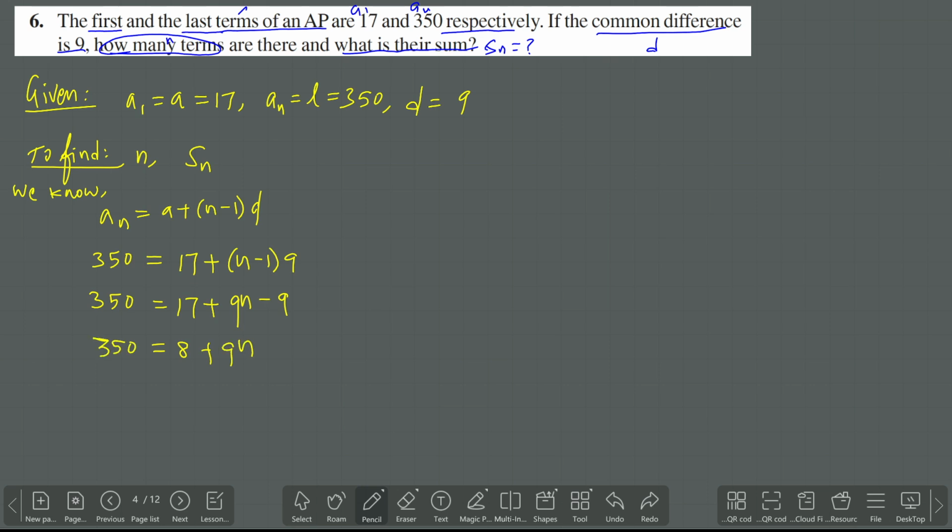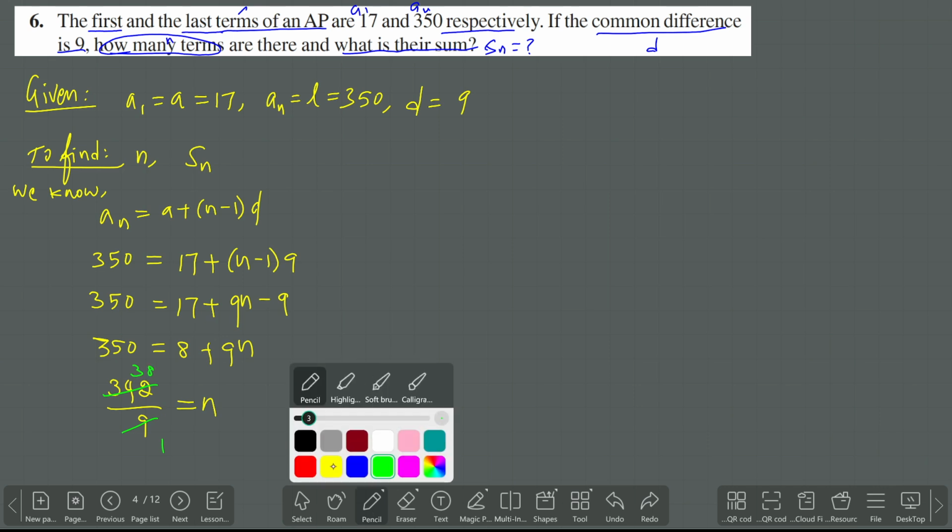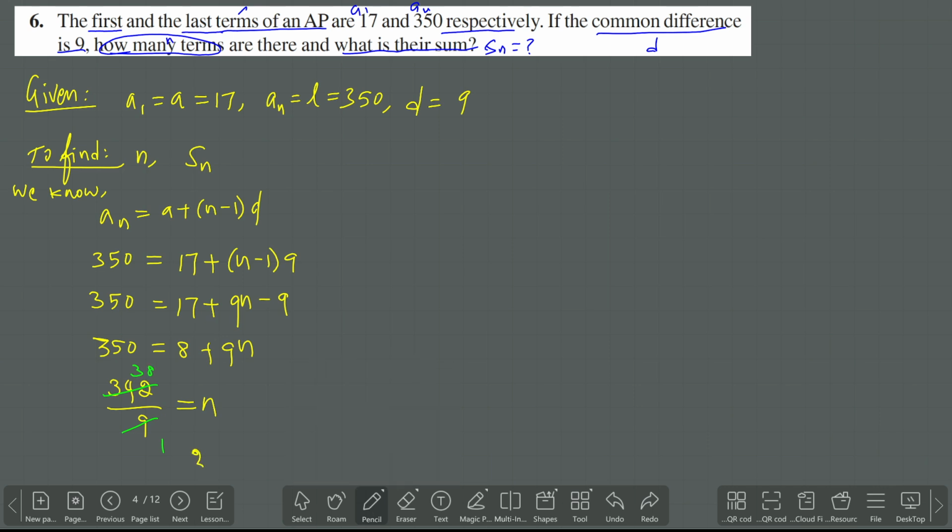Any type you do it. 350 when you separate 8, what am I getting? 342. 9 when you bring opposite, divide. I did two steps together. Is it okay? Right. Now you cancel. 38, 1 9, 38 9. Is it okay? Right. So what am I getting? 38 equal to N. This is the first time I'm doing this method. Usually I will bring 17 last, like that I will be doing. This also you can apply. Everything is in your hand, the way of doing. Your wish, my dear.